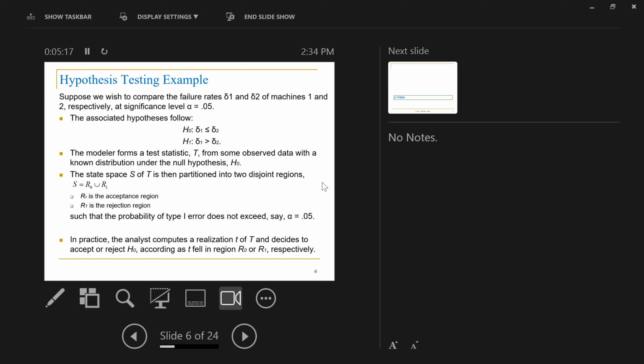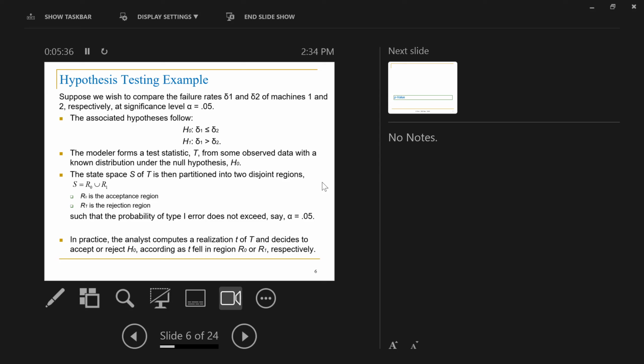it can go either way, right? So suppose we compare the failure rates of the machines. Basically the hypothesis that we want to test is that the failure rate for 1 is less than or equal to that of 2.